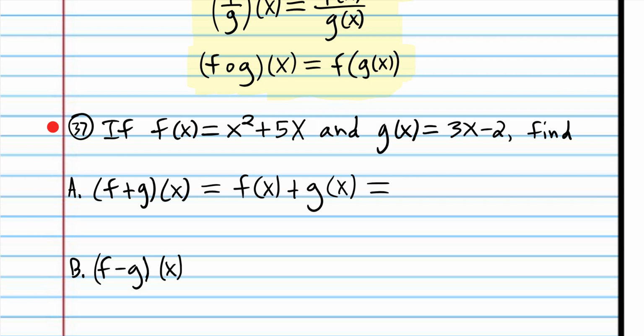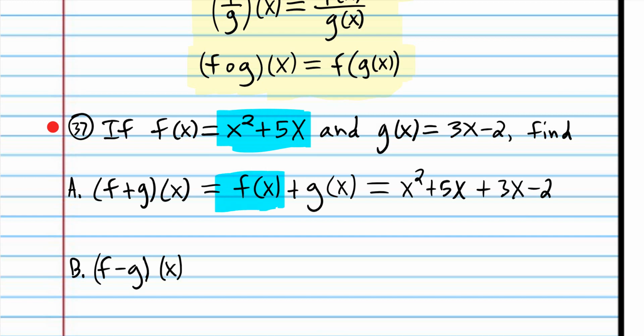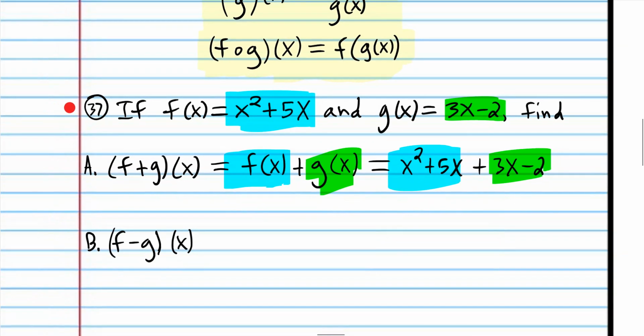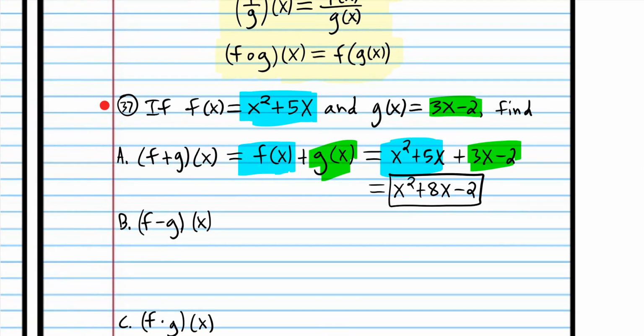So what is f of x? F of x is x squared plus 5x. And what is g of x? It's 3x minus 2. So we have this function that we're putting there, and we have this function that we're putting there. And so now all we have to do is simplify. So we have x squared plus 8x minus 2, and that is the answer. So that expression is f plus g of x.